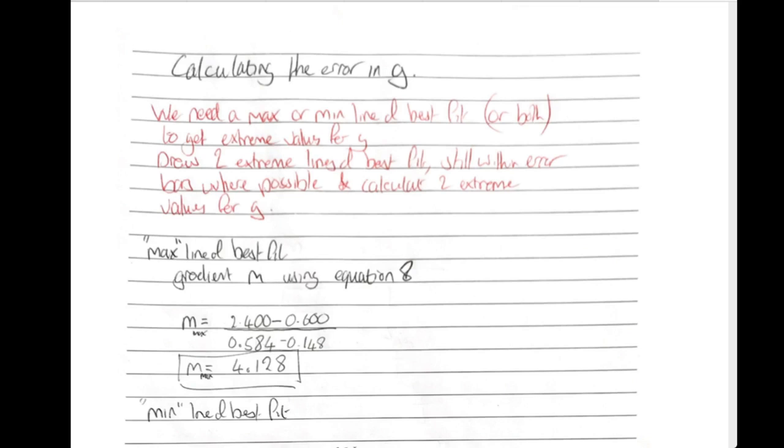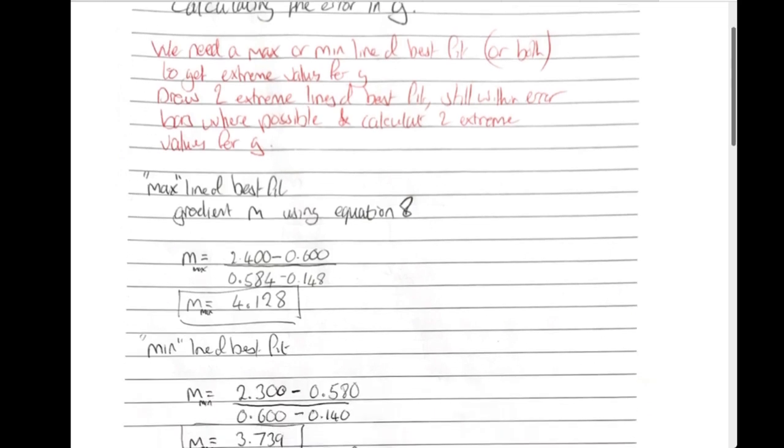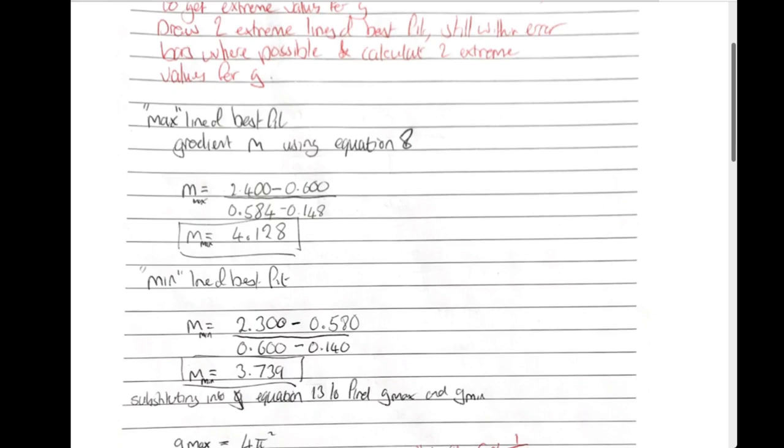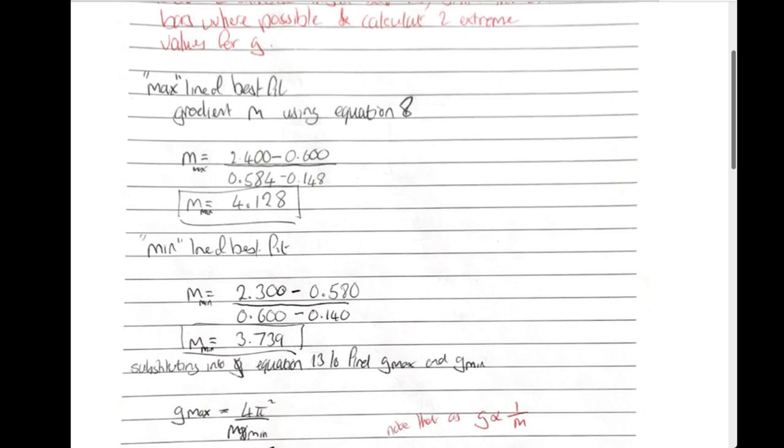And I knew we were going to have to do this, which is why we did it at the point we plotted the graph. But in reality, at this point, you can go, right, what do I do now? And go back to your graph and do that at this point. So the max line of best fit, again, we just put the calculation in, gives us a maximum gradient, and we do the same thing for the minimum one, gives us a minimum gradient.